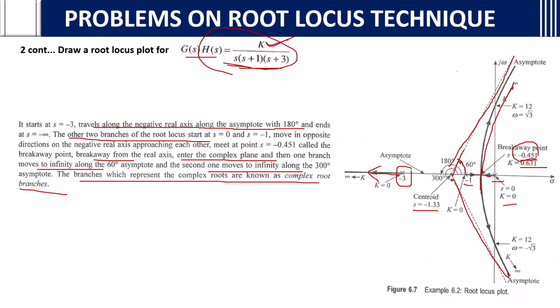And you can mention one more as what? These points meet at what? Minus root 3 and plus root 3. Even you can write that.